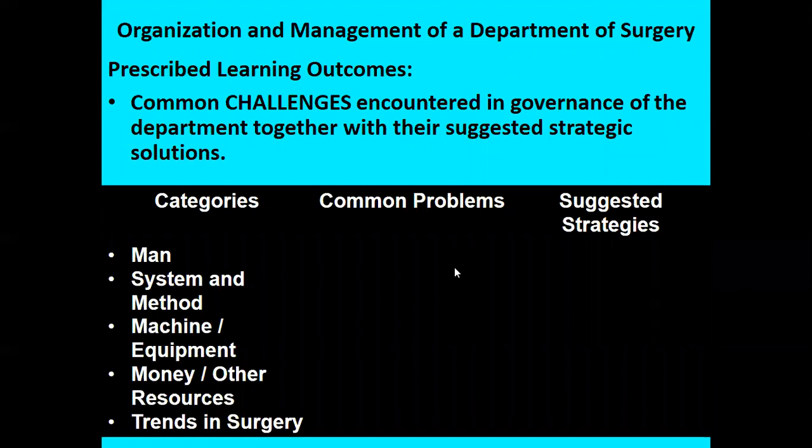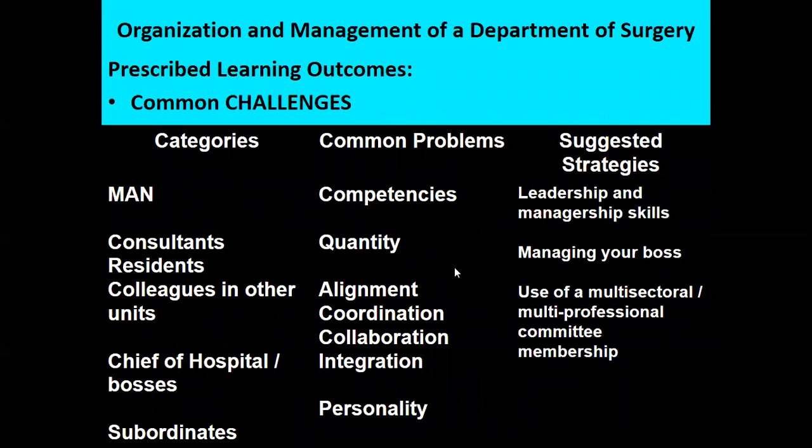Let's now go to the last learning objective, which is common challenges encountered in the governance of a Department of Surgery together with their suggested strategic solutions. The challenges can be in at least 5 categories: man, system and methods, machine and equipment, money and other resources, and trends in surgery. Under the man category are the consultants, the residents, colleagues in other units, chief of hospital and other bosses, and of course, the subordinates. The common problems are competencies, quantity, alignment, coordination, collaboration and integration, and of course, personality.